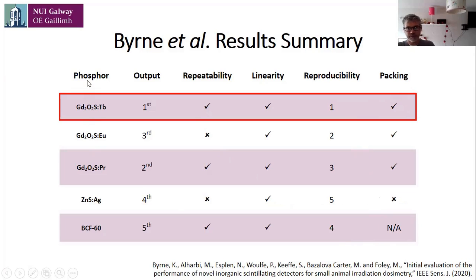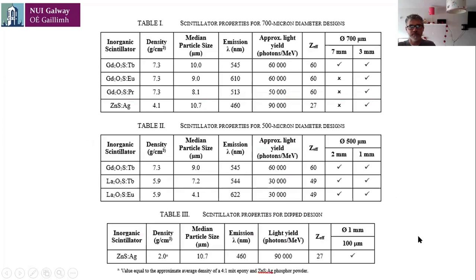We also looked at various different scintillating phosphors and benchmarked them against the bottom line here, which is your plastic organic scintillator, the BCF60. We were testing the inorganics: zinc sulfide doped with silver, and the 3 gadox fibers, which were doped with terbium, europium, and praseodymium. They performed quite well in comparison with the organic scintillator, which is the bottom line of the table.